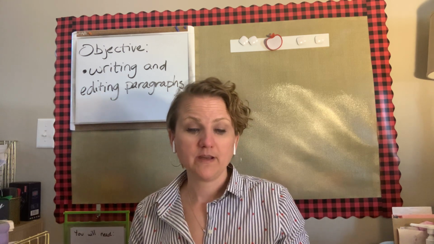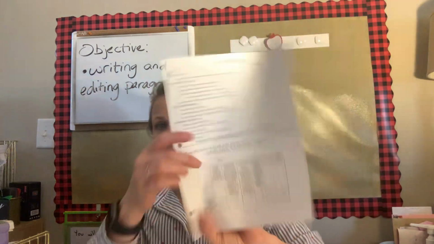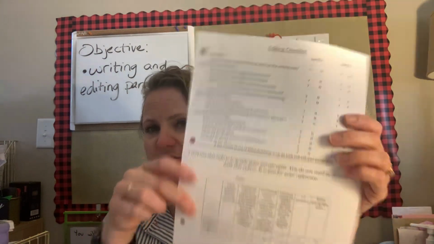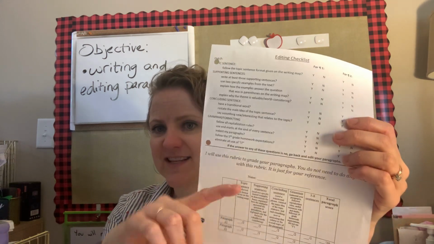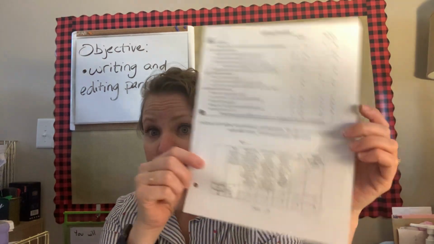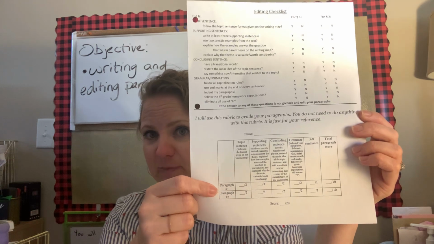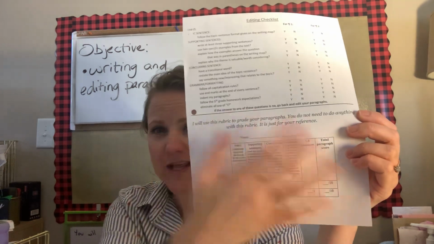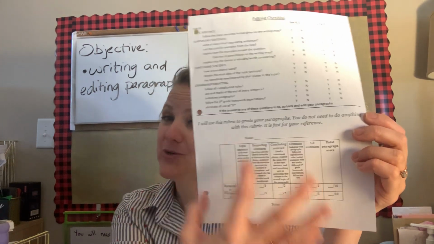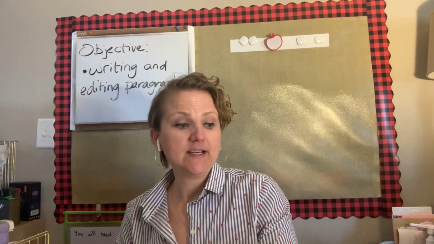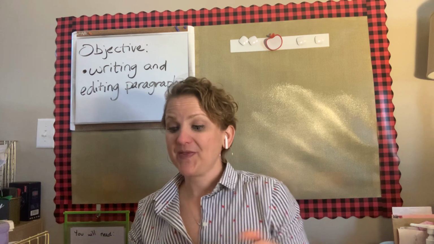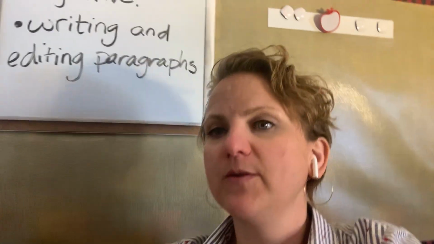And so in your packet, you should also be finding this two-part sheet, right? So there's this part that's your editing checklist, and then there's this part that says, I'm going to use this rubric to grade your paragraph. You don't necessarily have to do anything with this part of it, but I want you to see it. I want you to know the guidelines that I'm going to be using to grade this paragraph. So with that in mind, I'm going to flip you around. I'm going to walk through the rubric with you, and then talk about our editing checklist as well.